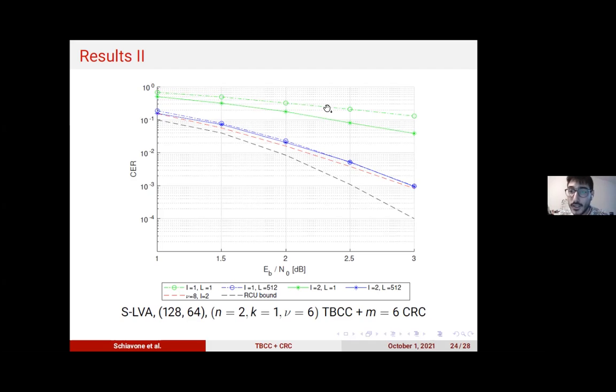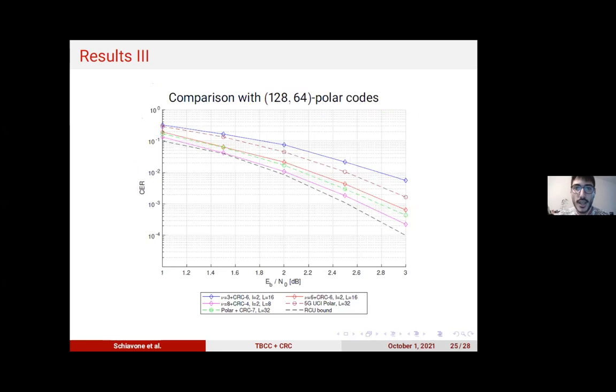But as you can see now, these dotted dashed lines and the continuous lines are not that different. So it's suggesting that using the wraparound Viterbi algorithm with the serial list Viterbi algorithm may not be that effective. This is the same code, just different ways to decode it. And just to have a last comparison, these are the comparison of different tail-biting convolutional codes with different memory.